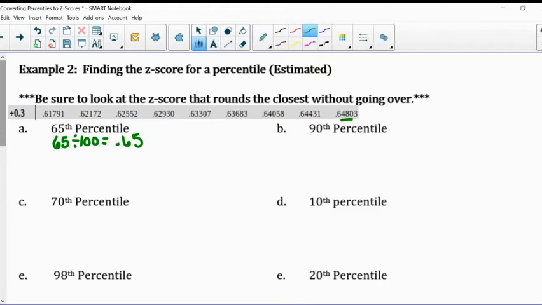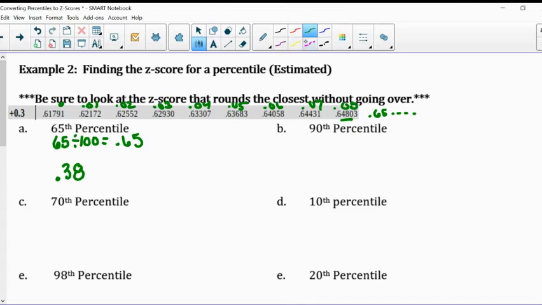The next one after this is 0.65 and then some numbers after it. So we want to go with this number. Remember, we got our 0, 0.01, 0.02, 0.03, 0.04, 0.05, 0.06, 0.07, and this is 0.08. So our z-score value is 0.3 and then the 8 because it's in the 8th column.